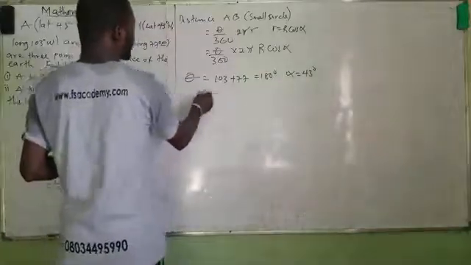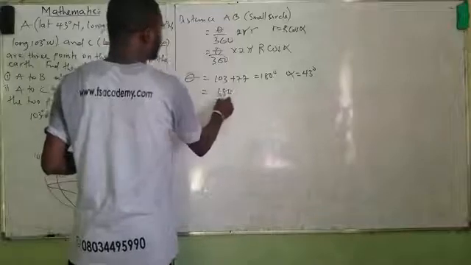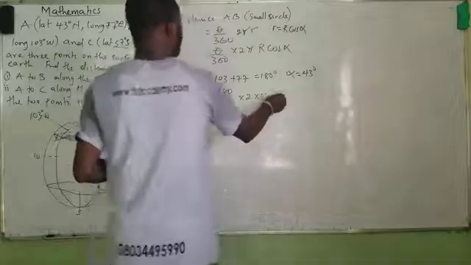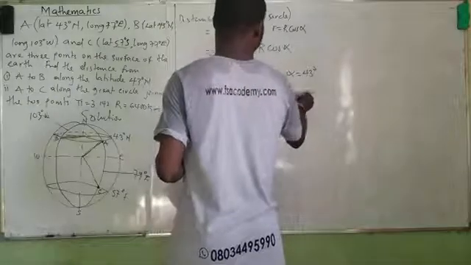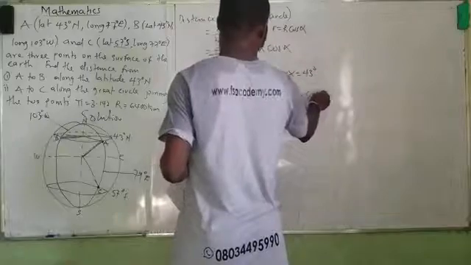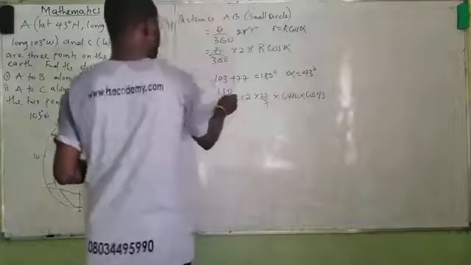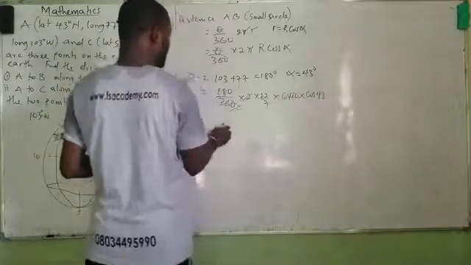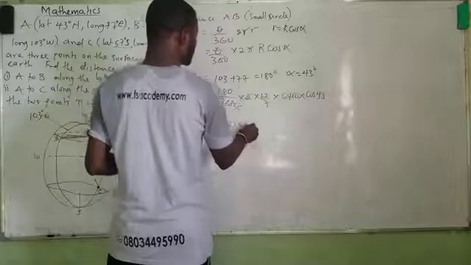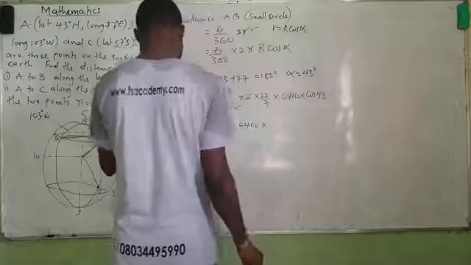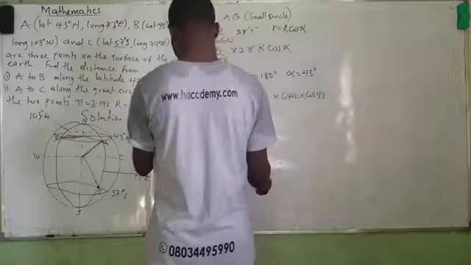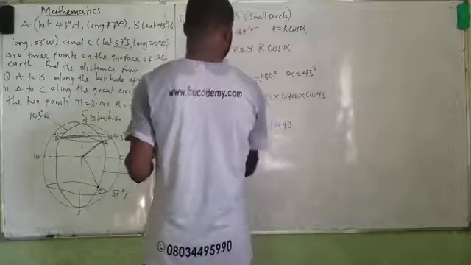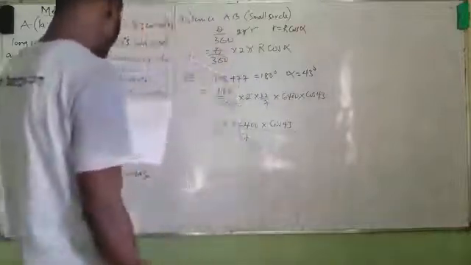By so doing that, I can now continue by having 180 divided by 360 multiplied by 222 all over 7 multiplied by 6,400 multiplied by cos 43. Here the 1 and 2 will be cancelled, and I'll be having 22 multiplied by 6,400 multiplied by cos 43 divided by 7. Hope I'm not making a mistake.